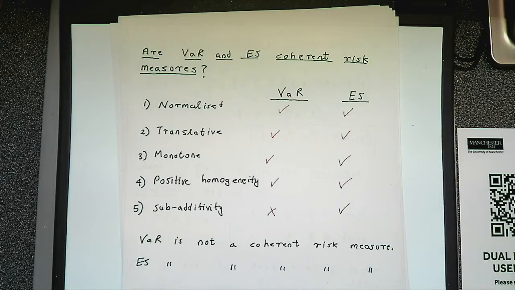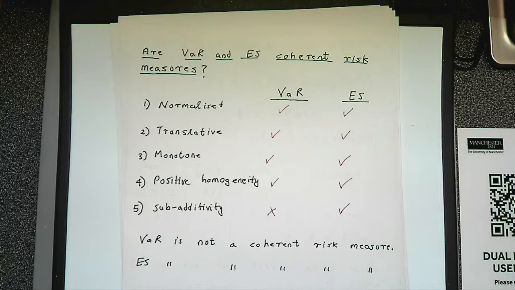Now, because VAR has been one of the most popular risk measures and is not a coherent risk measure, after the 2008 crisis, there was a big financial crisis in 2008. There were a lot of articles in the news and online blaming that the fact that the VAR was not a coherent risk measure might have led to the financial crisis of 2008.